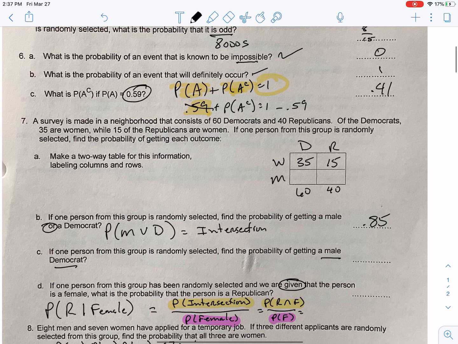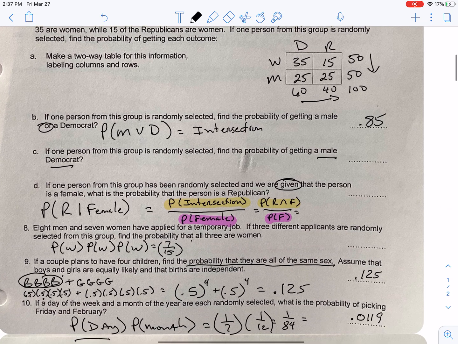On number 7, it gives you this information. You just got to fill in the rest of the two-way table. So this is going to be 25 and this is going to be 25. This ends up being 50 and 50. So that is 100. This adds up to 100, that adds to 100. So we're good to go. Now we're going to go answer these questions.